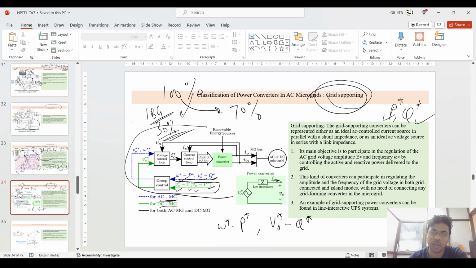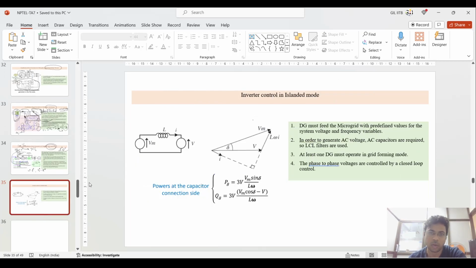This is kind of grid supporting. So coming to this topic, that's inverter-based control. How is this being controlled? Suppose you have this input V, and there is a certain output V.